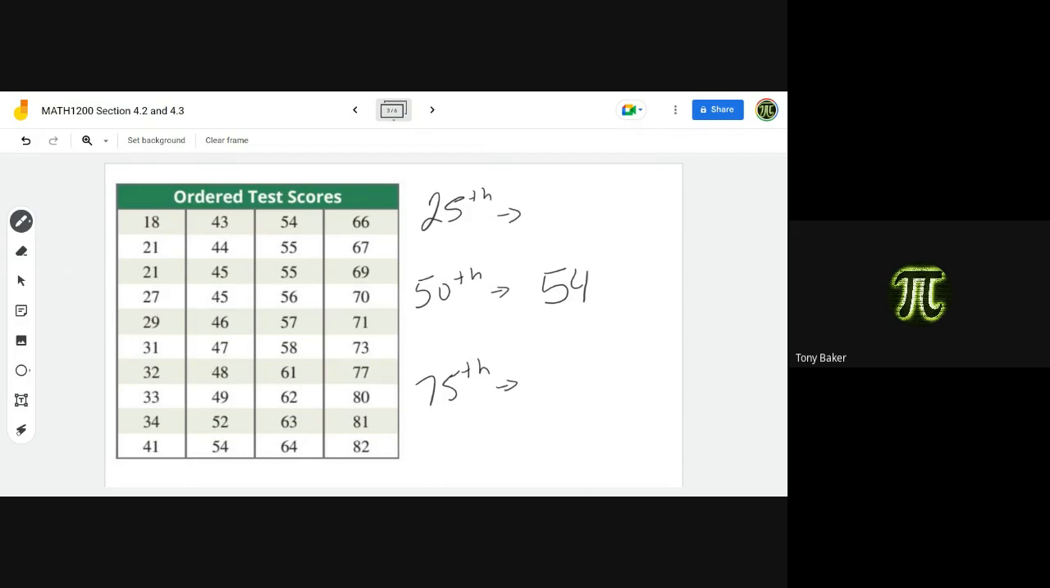All right. So your 25th percentile, you should have gotten 10, which means you look at the 41 and the 43, which should give you 42. And the next one up.